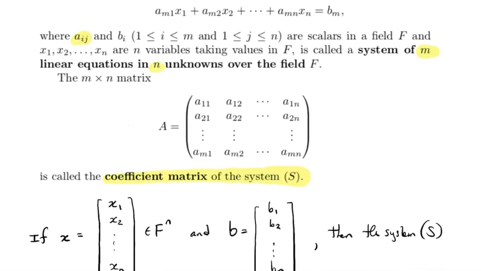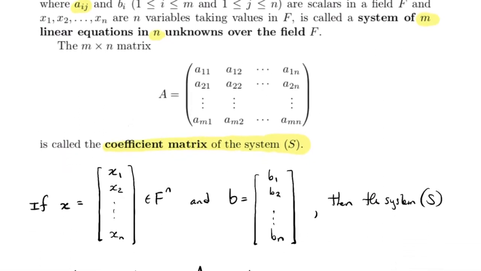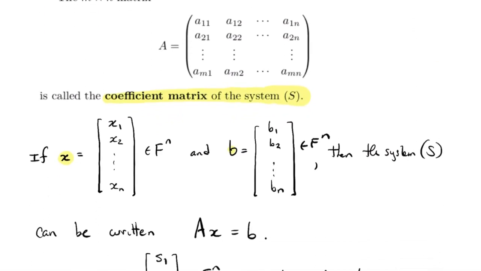If you want to write this in a compact matrix equation, denote by x the column vector x1 to xn, and denote by b another column vector, b1 to bm. Then that system S can be written compactly as a matrix equation. You multiply the matrix A by the column vector x to get the column vector b. This is also that same system, which I'm going to try to consistently refer to as S throughout the entire lecture.